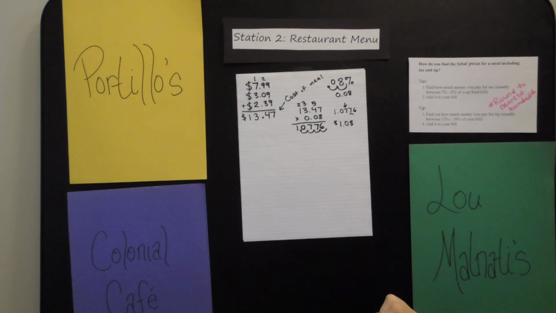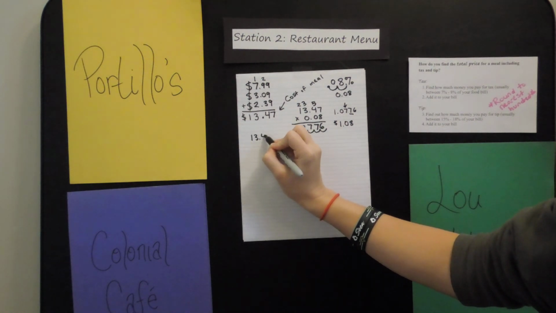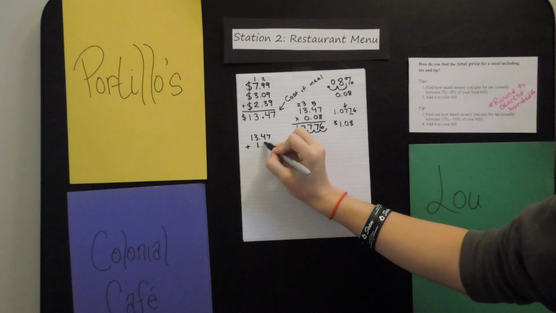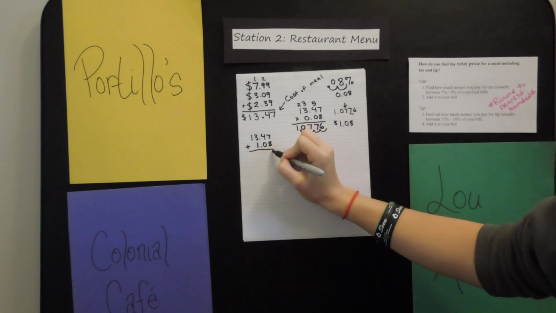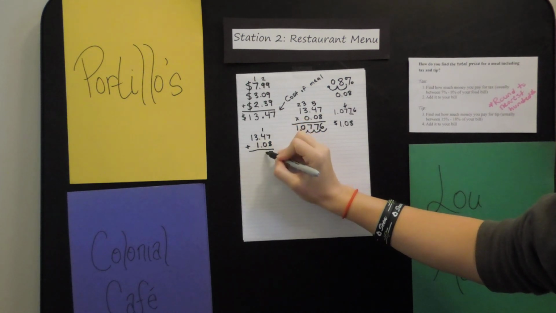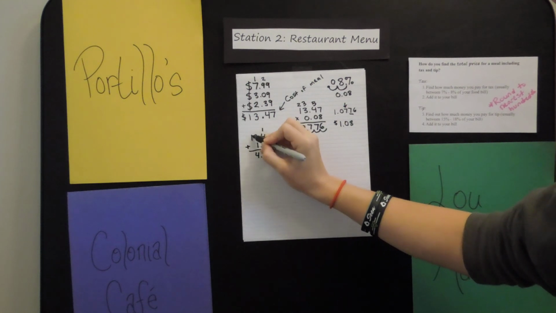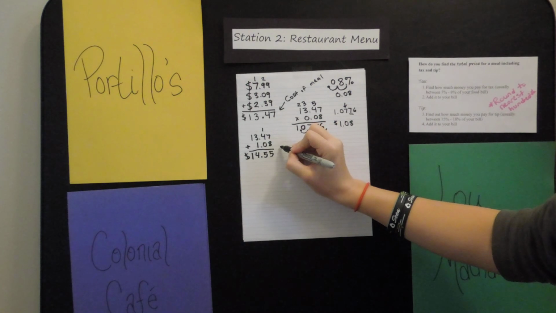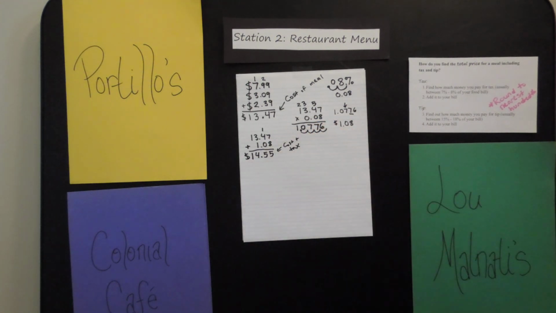So now to calculate the cost of our bill plus the tax, all we would do is add 13.47, which is the total cost of our bill, plus 1.08, which is the tax of our bill. So 7 plus 8 is 15, carry the 1, 0 plus 4 is 4, plus 1 is 5. We'll line up our decimal, 3 plus 1 is 4, 1 plus nothing is 1. So now we have $14.55, and this is cost plus tax.